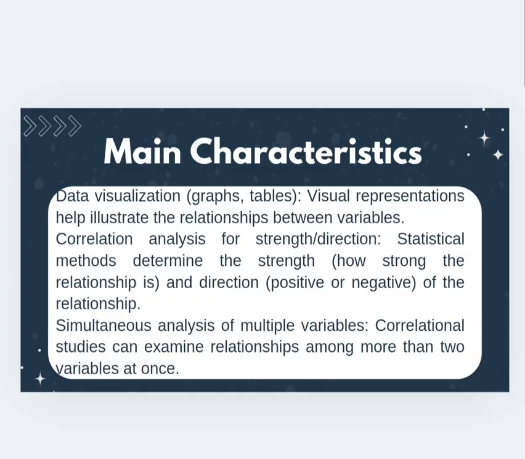Let's continue to main characteristics. First is data visualizations, graphs, and tables. Visual representations help illustrate the relationship between variables. Second is correlational analysis for strength and direction. Statistical methods determine the strength, how strong the relationship is, and direction, positive or negative, of the relationship.